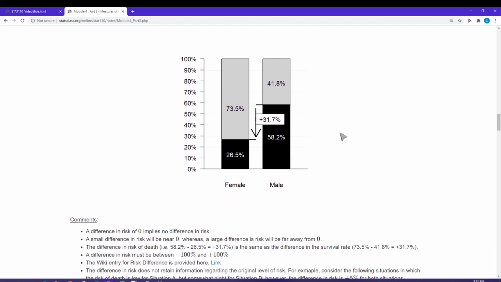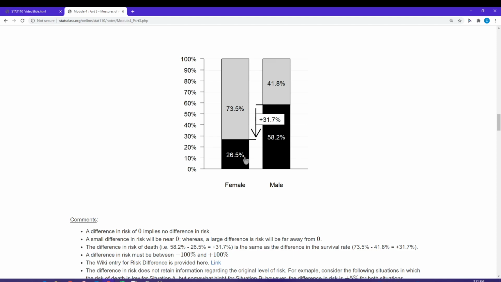Quite simply, the risk difference is just the difference in the heights of these two boxes. It turns out that if these two boxes were the same height, when I subtract them from each other, I would get 0. So if I got a risk difference value near 0, then that would say that the risk is not that different between females and males.